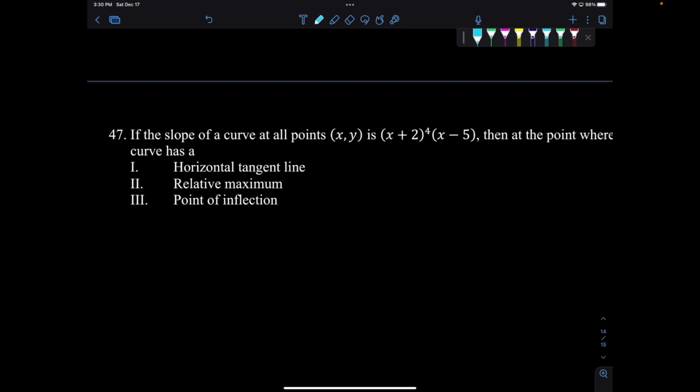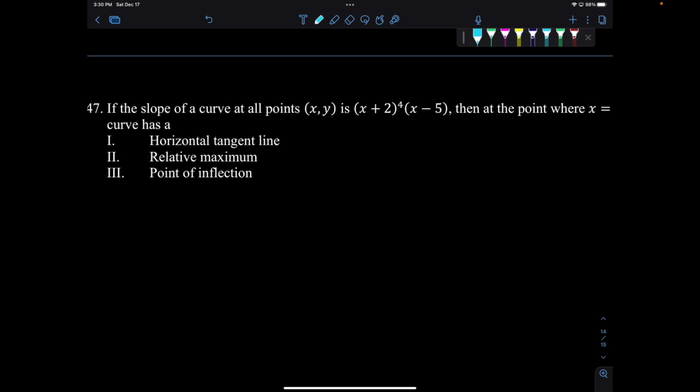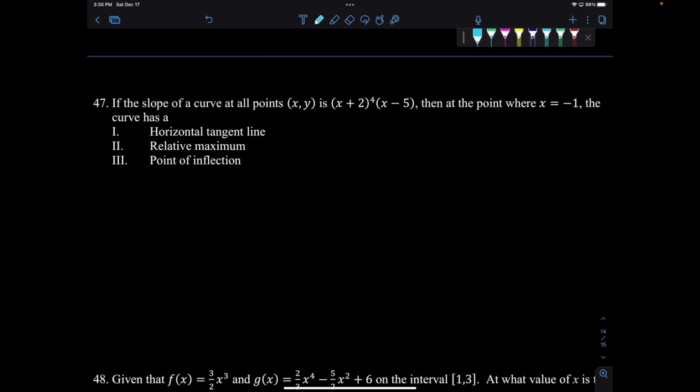47. If the slope of a curve at all points x, y is x plus 2 to the fourth times x minus 5, then at the point where x equals -1, the curve has a... I have to do a sign chart. Why is point of inflection an option? I have to find the second derivative again. So this is dy dx, or y prime. y prime is x plus 2 to the fourth times x minus 5. At x equals -1, does anything happen? That's the slope.